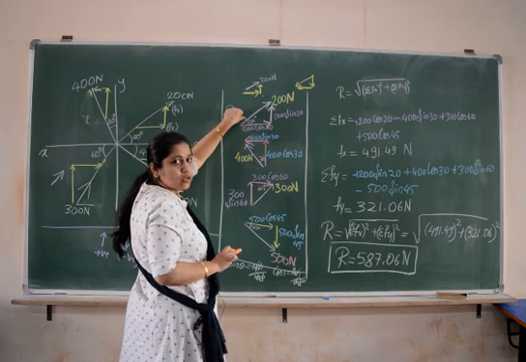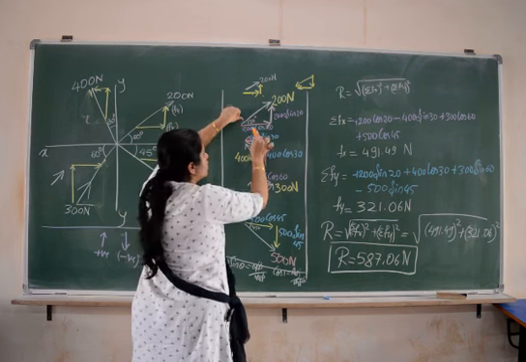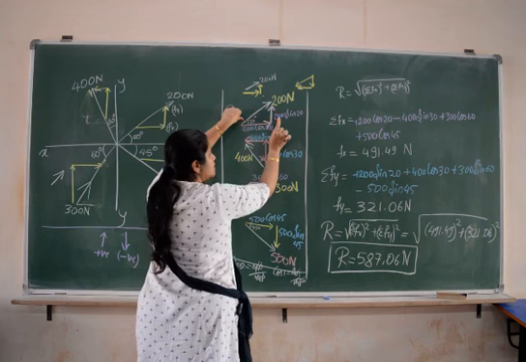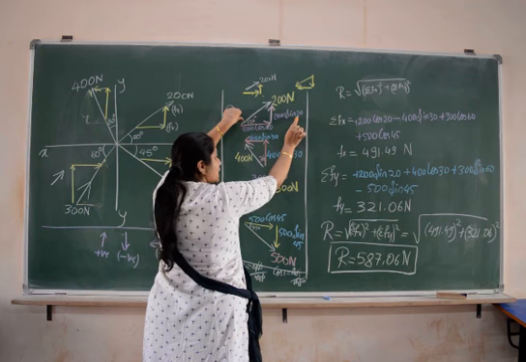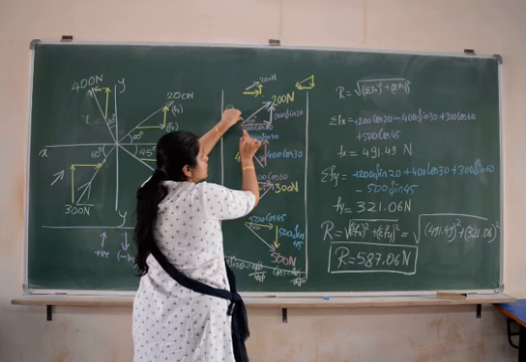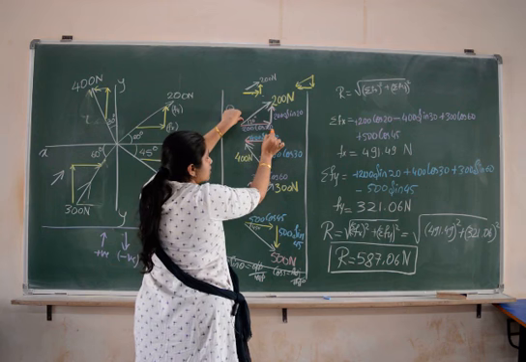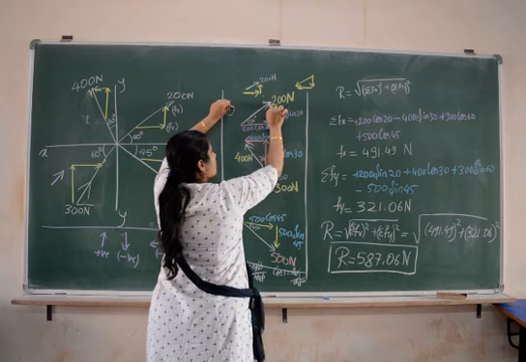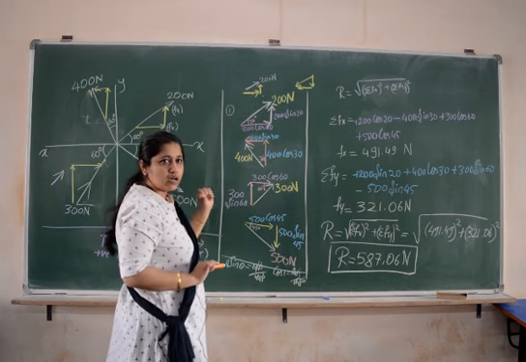I will repeat it once more. Whatever is the angle opposite to that, it is 200 sin 20, and the adjacent becomes 200 cos 20, because this 200 is the hypotenuse. I hope it is clear.